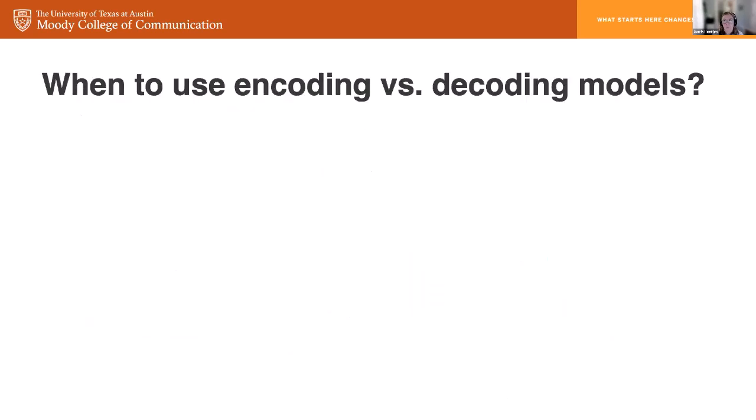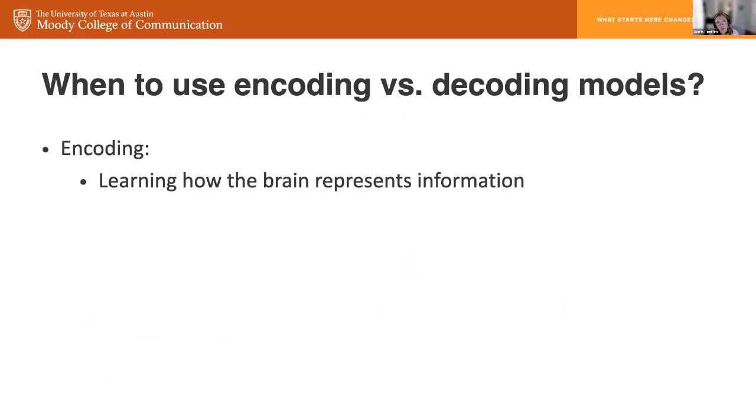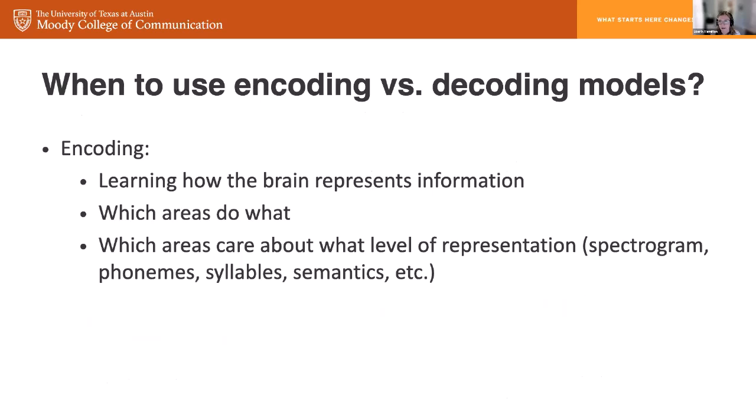And when might you want to use these types of methods? What I like to think, and maybe others can add to this, is that encoding models really help you to learn how the brain is representing information. So I think this is a neuroscience question. Which areas do what? Which areas care about what level of representation? Are there different areas for phonemes, syllables, semantics, prediction error, all of that stuff?